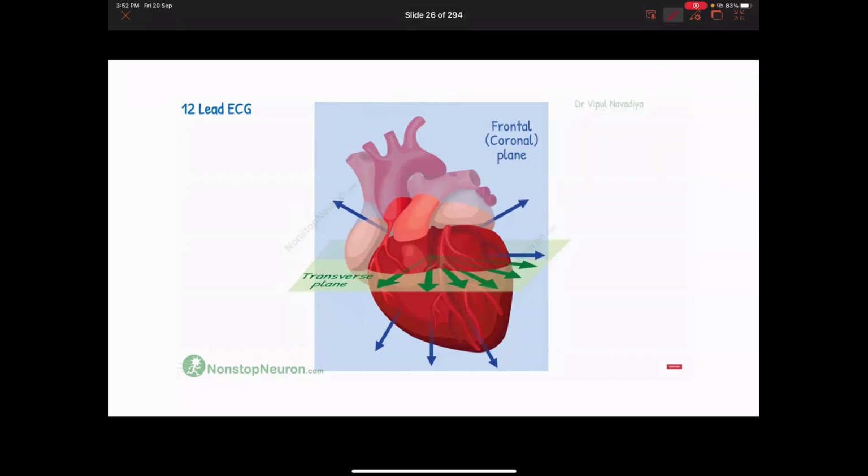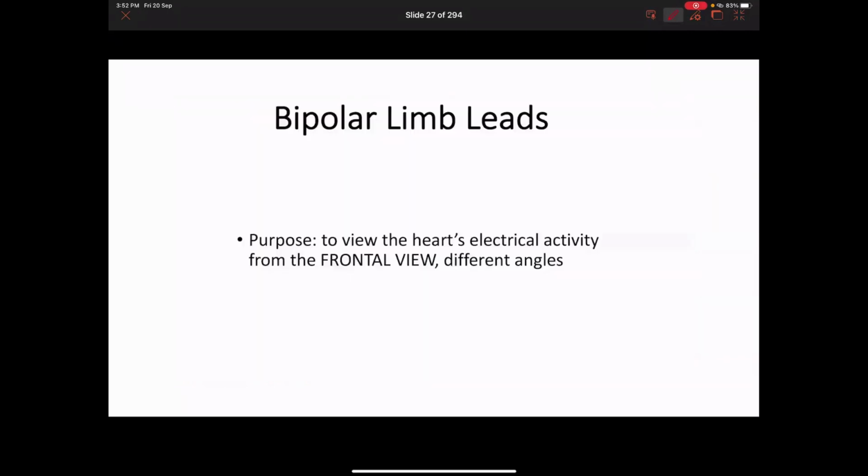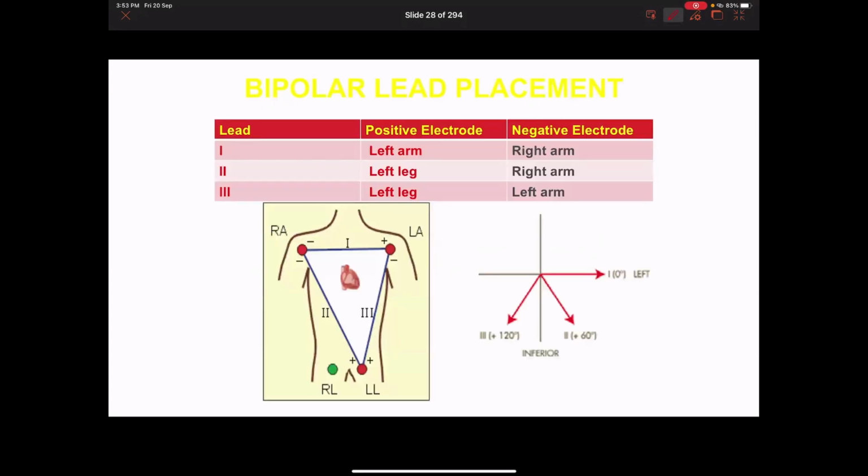Okay. So the purpose of the leads in general is to view the heart's electrical activity from different angles. The first type of leads is called the bipolar limb leads. They're called limb leads because they're placed on the limbs. The function of these leads is to read the electrical activity from the frontal view. This is really important, you have to know this.